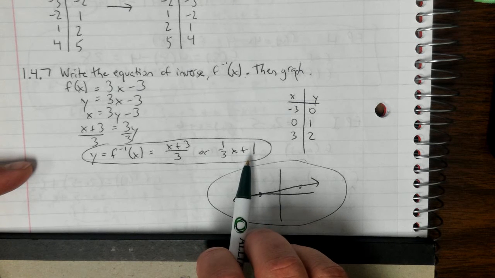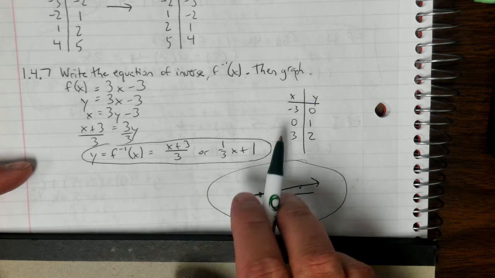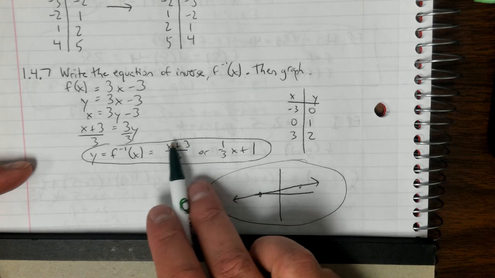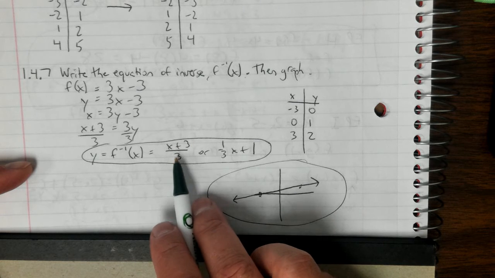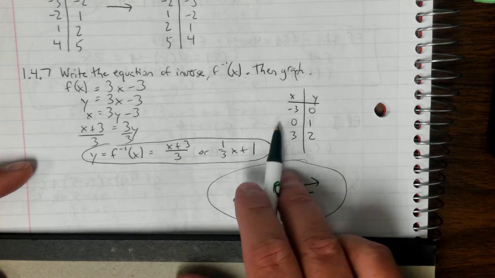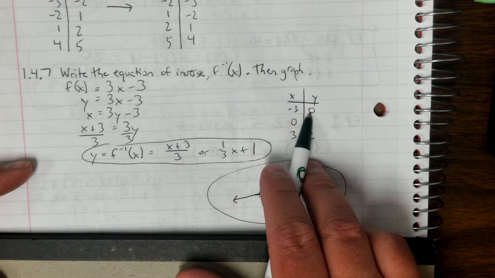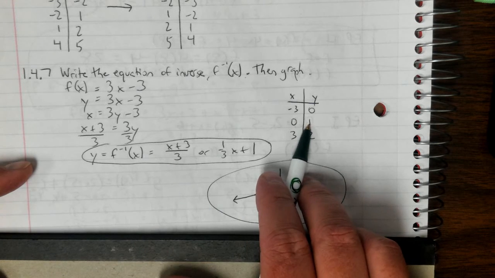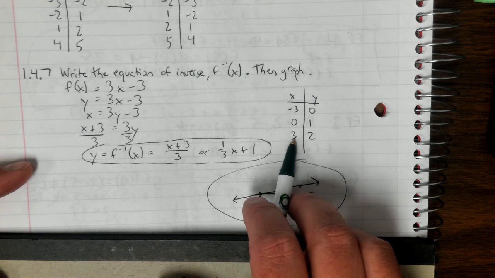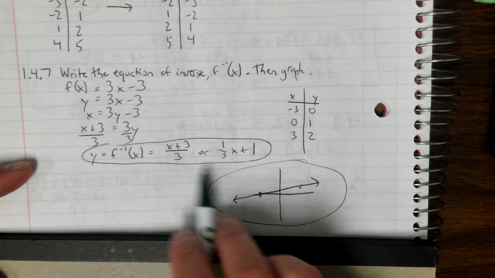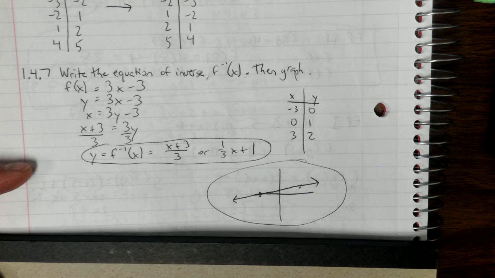The next thing it said to do was to graph it, and so I used numbers that I thought were appropriate to the problem. If I do -3 plus 3, I get 0 on top, and it doesn't matter what's on bottom. If it's 0 over another number other than 0, then it's 0. And then I also chose 0 because 0 plus 3 is 3, divided by 3 is 1. And then just to be kind of symmetric, so to speak, to the x's, 3 plus 3 is 6, 6 over 3 is 2. And so those are the points I used.